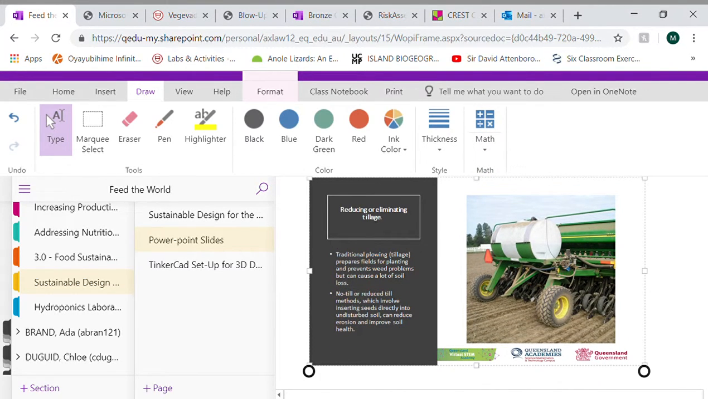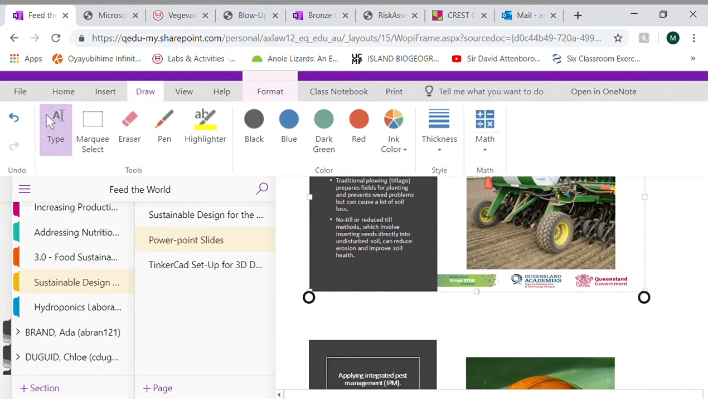They also reduce and eliminate tillage. Traditional ploughing methods, which is called tillage, prepare the field for planting and prevent weed problems, but cause serious loss of soil. No-till or reduced-till methods, which involve simply inserting the seed directly into the soil, can reduce erosion and improve soil health.